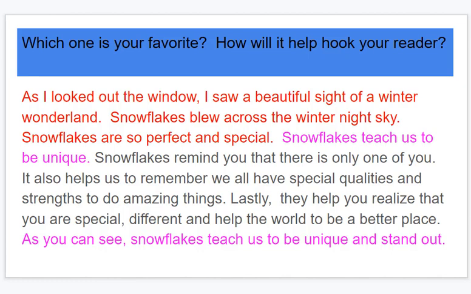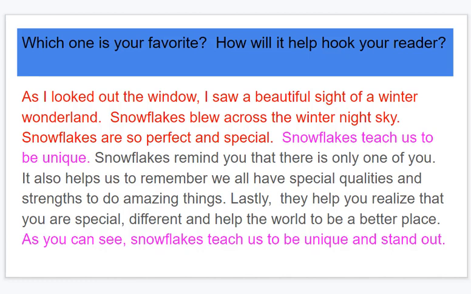It helps us to remember we all have special qualities and strengths to do amazing things. Lastly, they help you realize that you are special, different, and help the world to be a better place. As you can see, snowflakes teach us to be unique and stand out. So, as you can see, my last sentence, I'm restating my claim, going back to my life lesson.